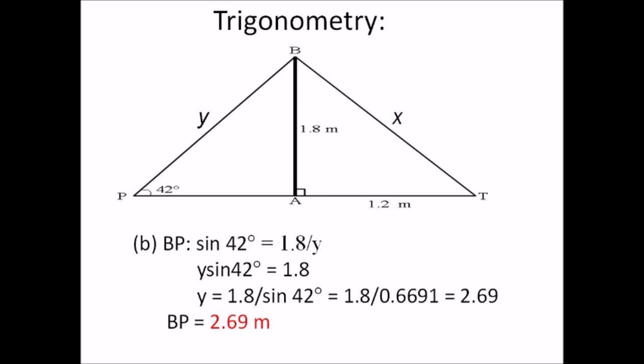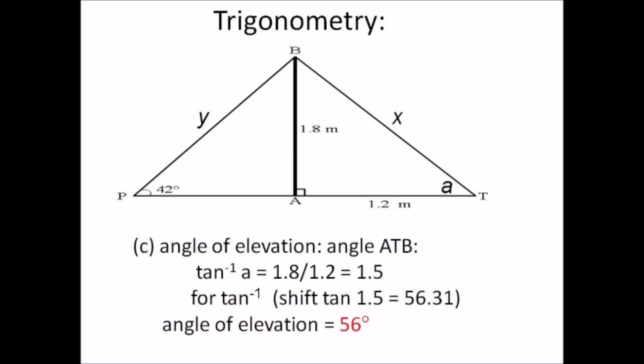And BP: sine of 42 degrees is 1.8 over y. So y sine 42 is 1.8. So y is equal to, BP is 2.69. Okay, and use your calculator to find sine of 42 degrees, 0.6691. Your calculator shows you that. So you divide 1.8 by that to get 2.69. That's where we got that from.